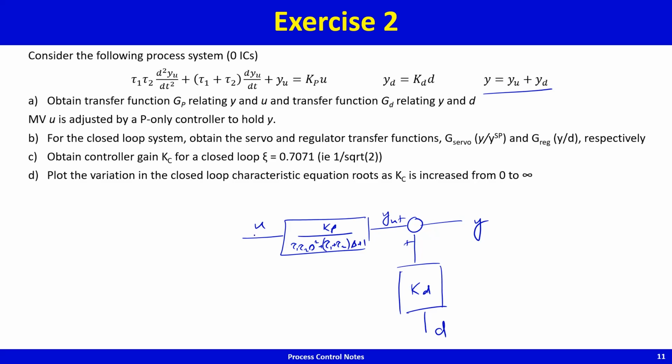Now u is adjusted to hold y by a P only controller. So you take y, subtract it out, you get the error signal multiplied by kc. That's your P controller. This is the set point.